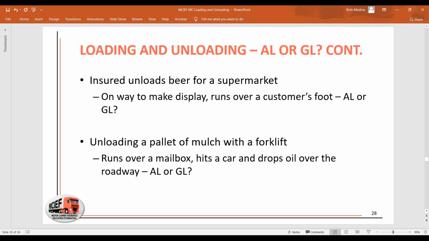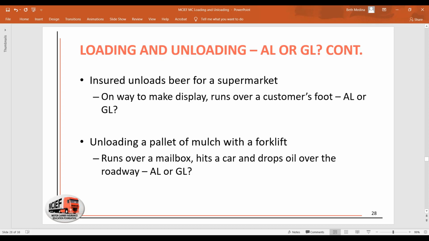Unloading a can of beer. This is my favorite client. Some of you have heard me share that with you. That's Mark 5 Distributors, a beer company. This was an actual case where they were unloading a hand cart load of beer into a supermarket to make a display. As we were turning down the aisle, there was a lady bending down, picking up a can of peas, and we wiped her ankle out. The driver wiped her ankle out to the tune of $7,000.